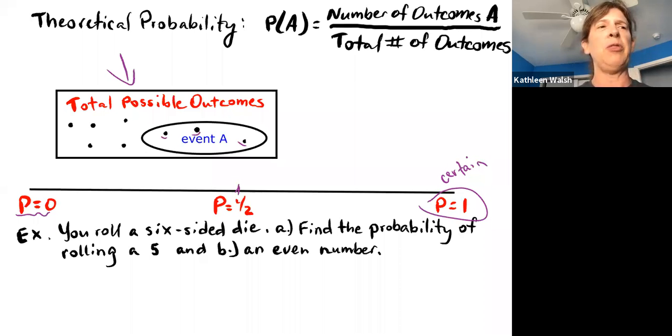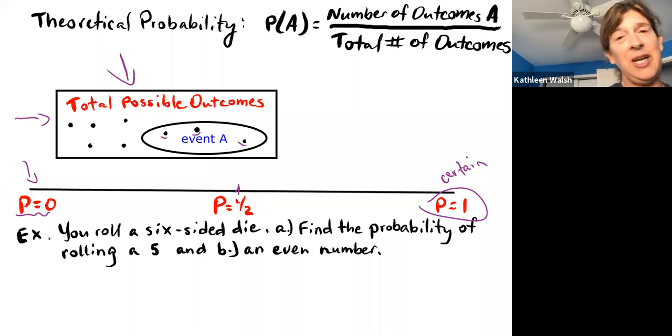We can look at it with this visual here with the rectangle, or we can look at it as a number line. And whenever we talk about probability, it is always a number between 0 and 1 on a number line. It is a fraction, less than or equal to 1 but greater than or equal to 0. It's always in that vicinity on a number line.